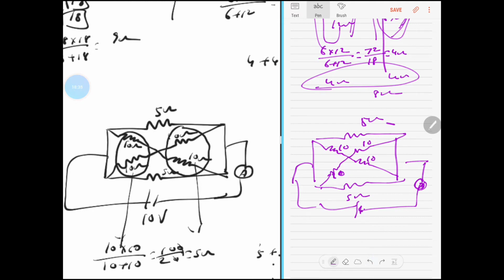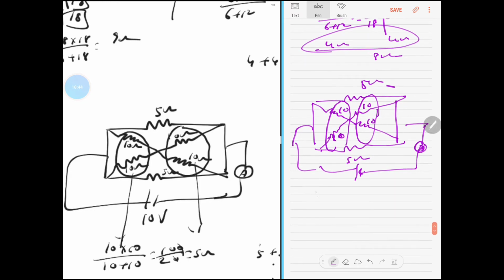Therefore, you should remember that this 10 and this 10 are in parallel, this 10 and this 10 are in parallel, and those two eventually will become in series. So it's 10 into 10 by 10 plus 10, which will be 100 by 20, which is 5 ohms for the left ring and 5 ohms for the right ring, and 5 plus 5 is 10.